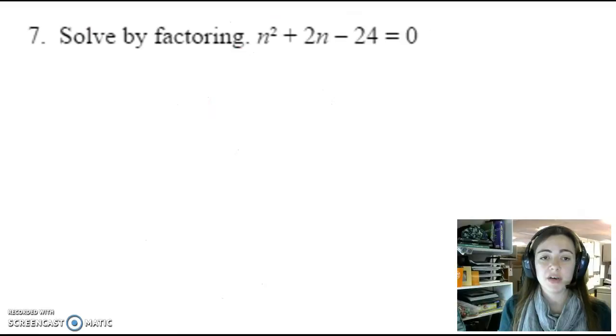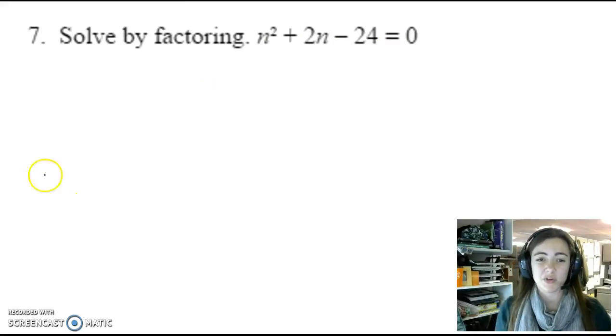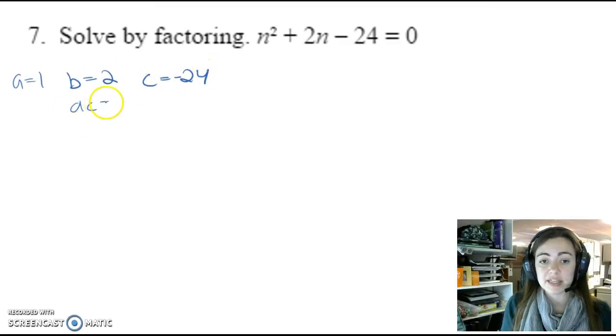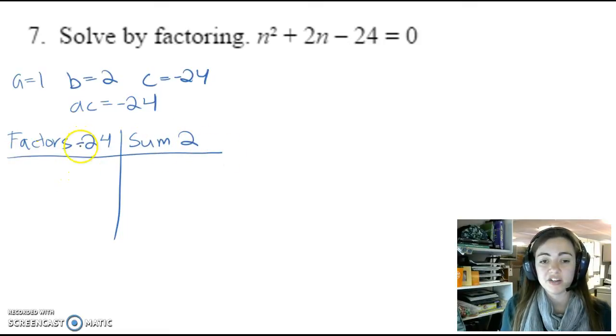Number 9 also has us solving by factoring. Now if you can't jump right into it, like we did on the last question, you can break it down like we did on question 3. So remember a is 1, b is 2, c is negative 24, ac would be 1 times negative 24, so negative 24. And you're looking for factors of negative 24 that add up or sum to 2. So we can start doing trial and error.